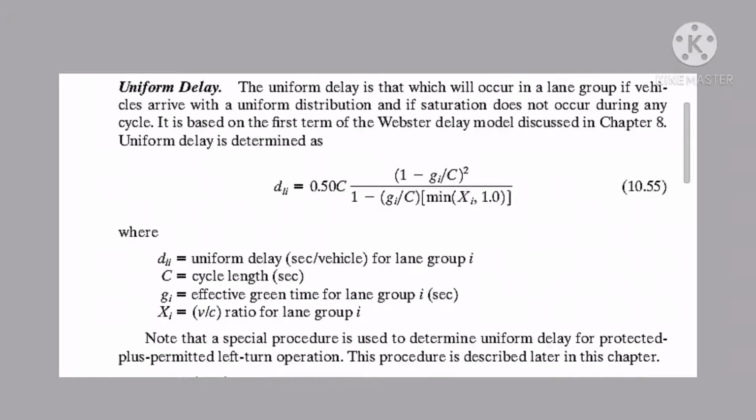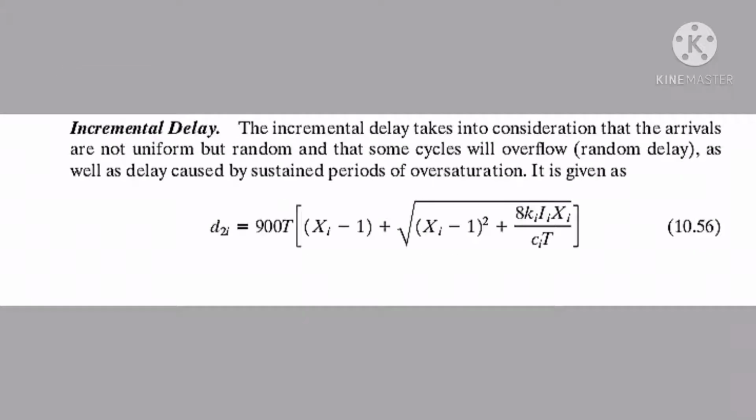Uniform delay. The uniform delay is that which will occur in this lane group if vehicles arrive with a uniform distribution and saturation does not occur during any cycle. Incremental delay. The incremental delay takes into consideration that the arrivals are not uniform but random and that some cycles will overflow.